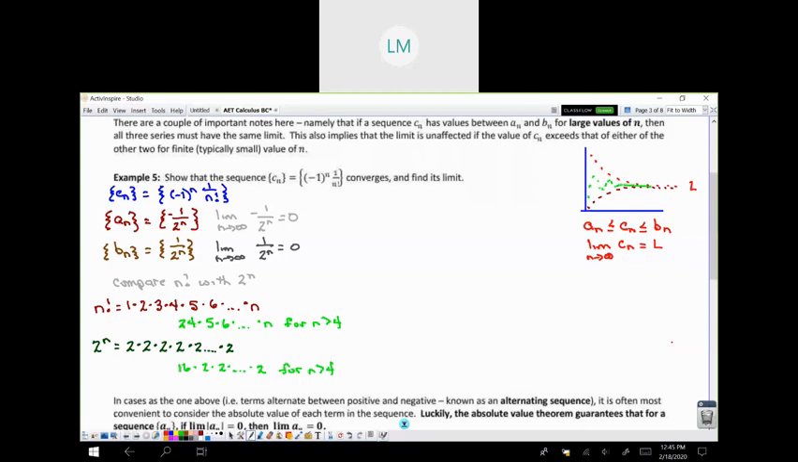Okay, so with that, I know that for n greater than 4, n factorial is going to be greater than 2 to the nth. Okay, so then we know that negative 1 over 2 to the nth is going to be less than or equal to negative 1 to the nth over n factorial, less than or equal to 1 over 2 to the nth.